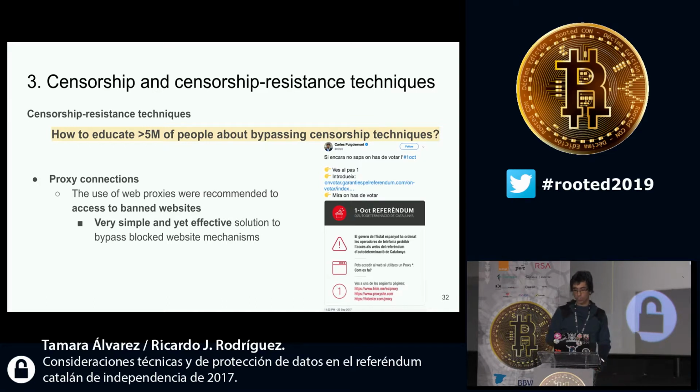And this is the tweet sent by Carles Puigdemont to inform how from your own home you could access these pages. And this is perfect because this is something everybody should be familiar with. It's important for everybody to know how to use a proxy. So he gave us 3 proxies. You use this one or this one, and then you go here, you click here, and that's it.